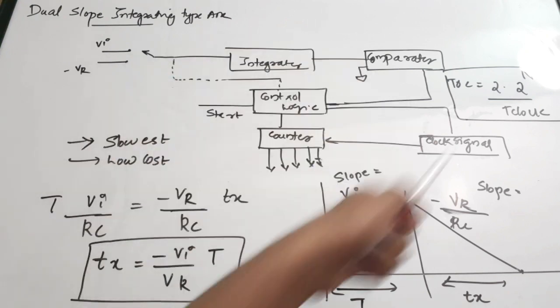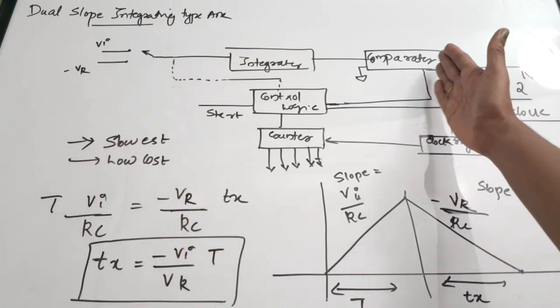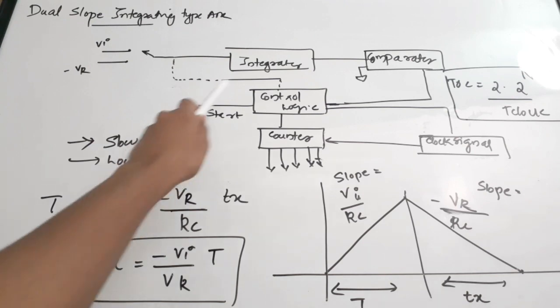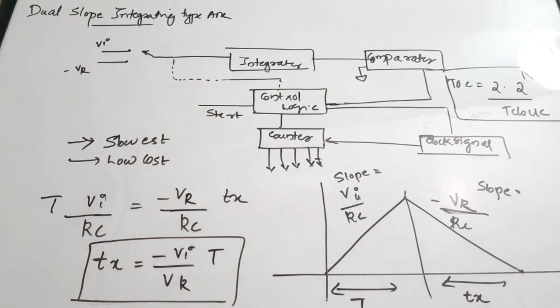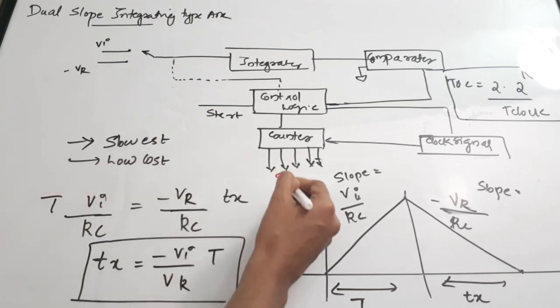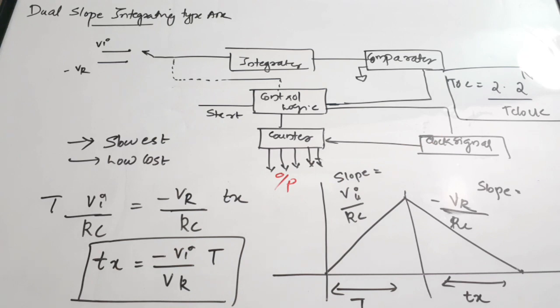Now this is the structure of a dual slope ADC. Here I have included one equation. So there is an integrator, there is a control logic, and there is a counter which will be producing the output here. So here you can find your digital output. There is a comparator and a clock signal generator. Okay. The working is like this.